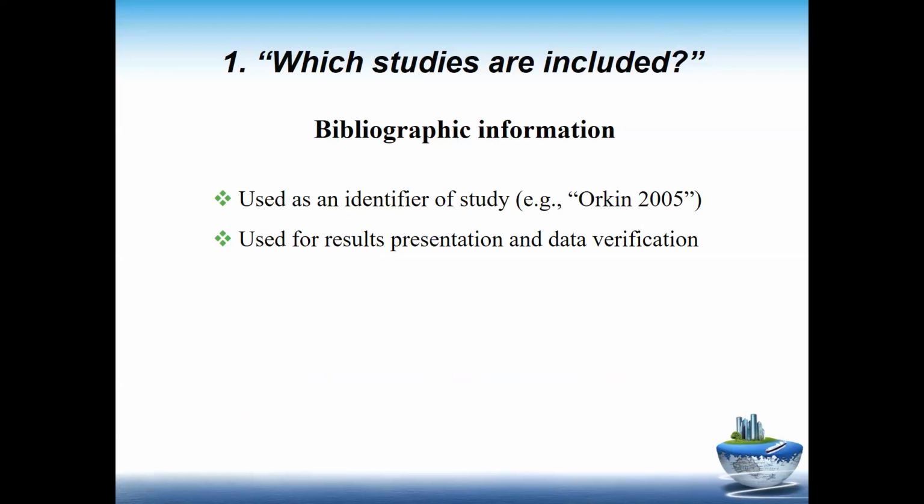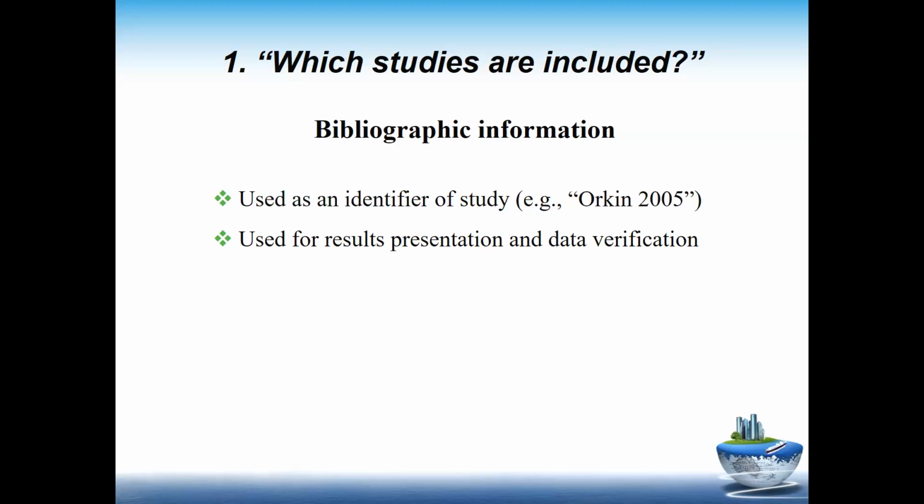So in your systematic review, when you talk about this paper, you can refer to it in this way. Okay, Orkin 2005. And the second use of this information is for results presentation and also data verification. So this is convenient for yourself when you are doing data analysis or report writing or anything else. Okay, and when you want to go back to this paper to check something, you can identify this paper easily, right? This is very obvious, right?